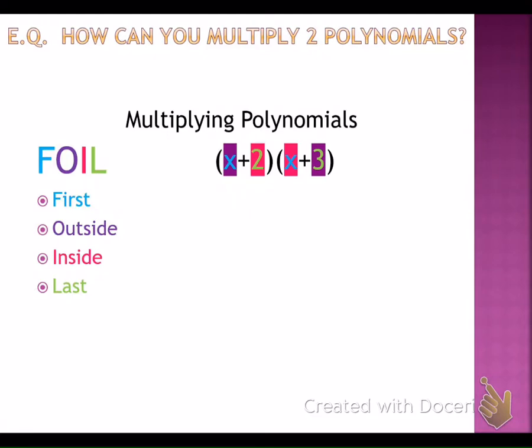Now, this only works, and I want you to add this note somewhere on your paper. Okay? Foiling only works if I am multiplying two binomials. If at any point I'm multiplying a binomial and a trinomial, okay, it's not going to work. Foiling only works if I am multiplying two binomials.